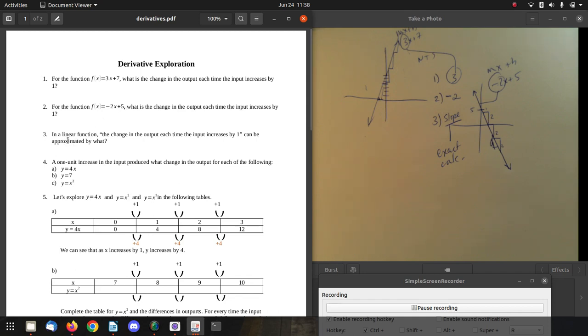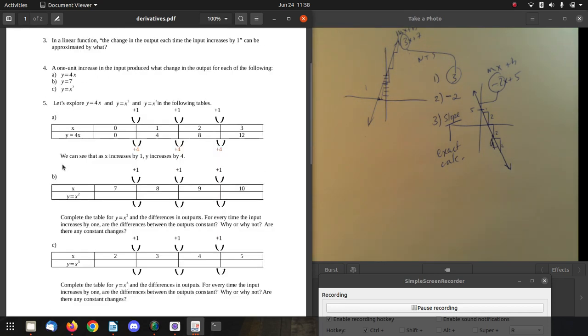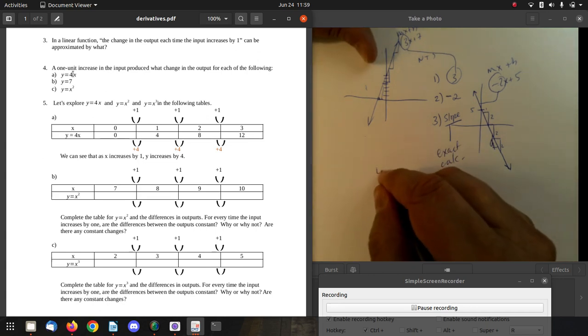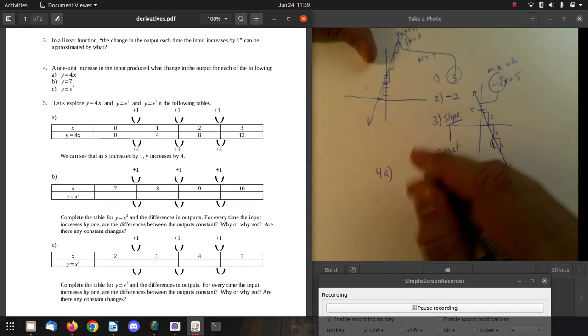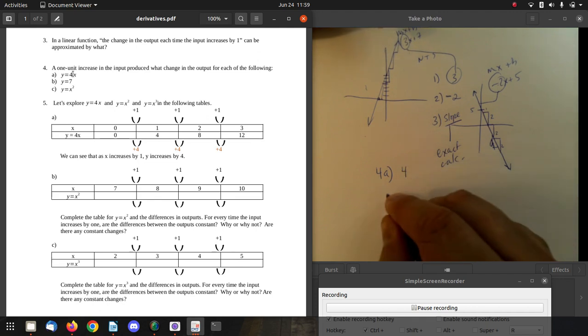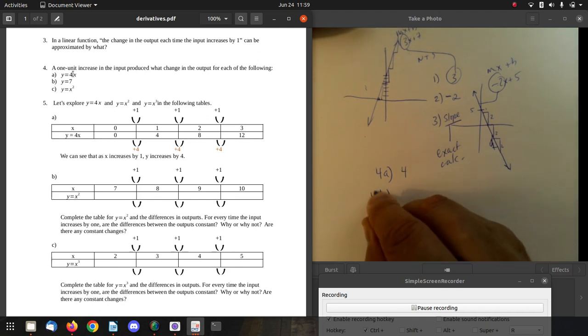The 3 we already answered, which is the slope. And so now they're trying to segue into some more calculus-based questions and thinking. So they say, okay, and what about a 1 unit increase for 4x? Well, 4a should be pretty routine. 4a is going to be the same as the ones we just did. It will be 4. Now 4b, we've talked about before.